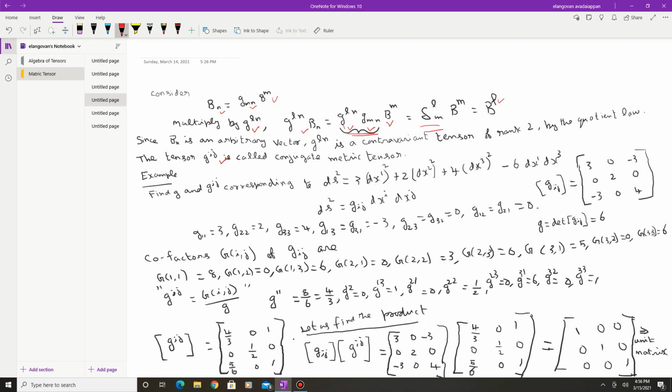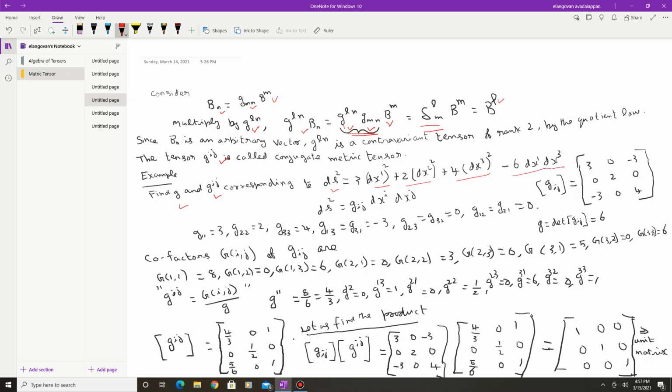Now there is a simple problem. Let us do this problem. Find g and g^ij corresponding to this line element: ds squared is equal to 3 dx1 squared plus 2 dx2 squared plus 4 dx3 squared minus 6 dx1 dx3.